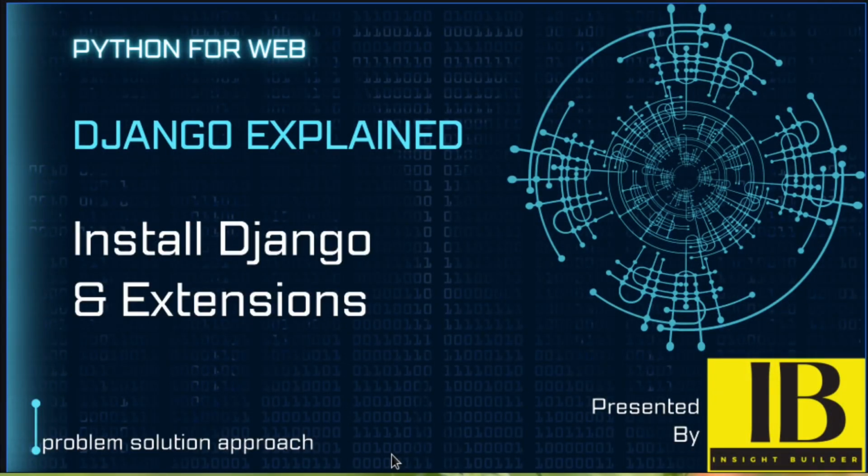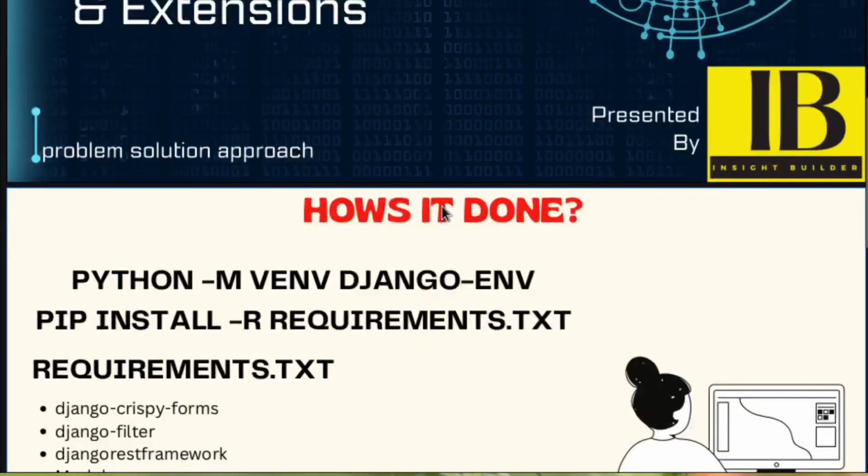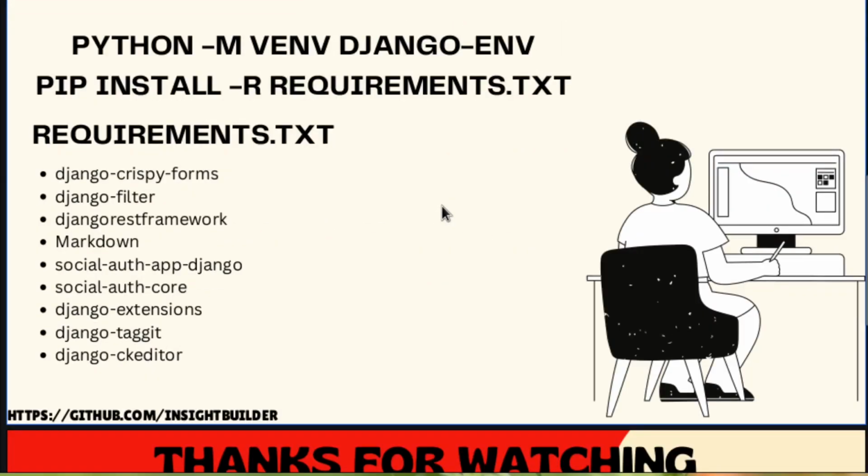Django explained. Install Django and its extension. How is it done? If you have Python already installed in your machine, then all you need to do is execute this command: python -m venv Django-env. The -m states that it is a module, and venv is the module name. The Django-env is the virtual environment name.